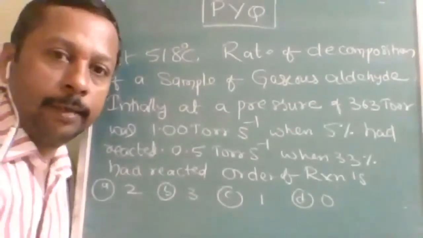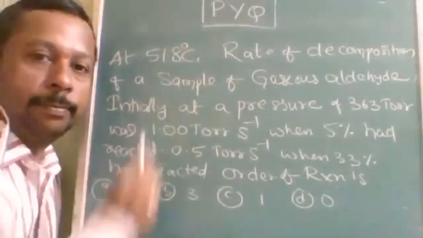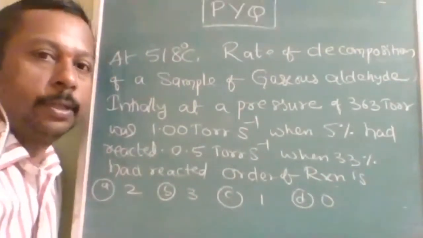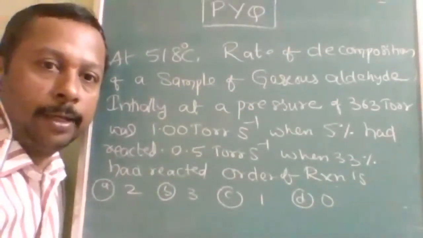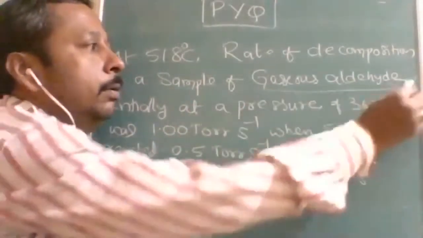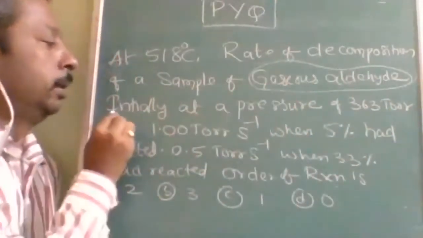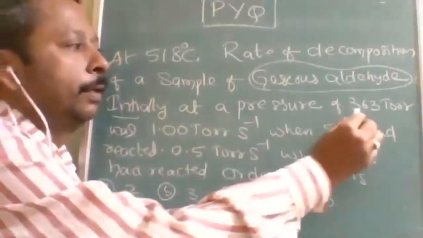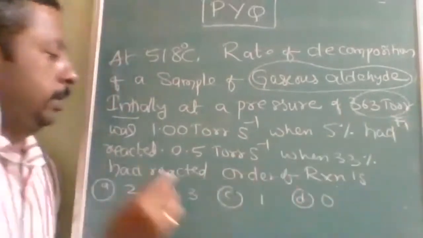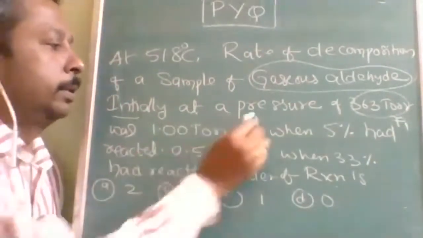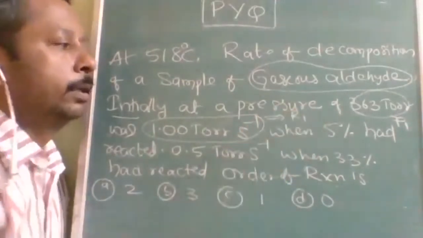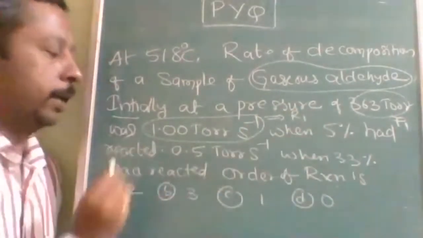Okay students, here we are with the previous year questions. We are solving the question: at 500 Kelvin, the rate of decomposition of a sample of gaseous aldehyde, initially at a pressure P1 of 1 torr, that means this is R1, and 5% reacted.